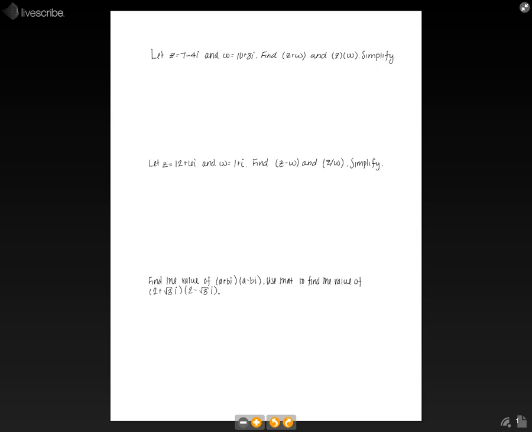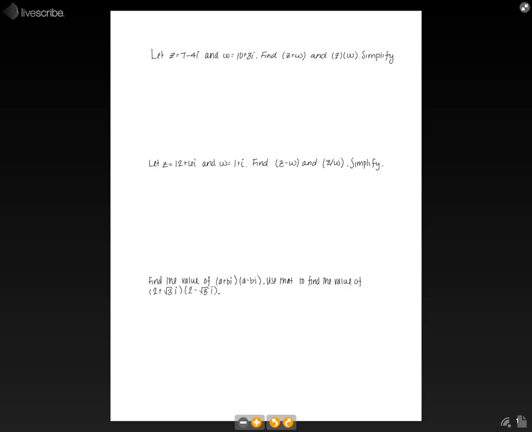In this pencast, we're going to be learning about operations with complex numbers. The first problem says, let z equal 7 minus 4i and w equal 10 plus 3i. Find z plus w and z times w and simplify.